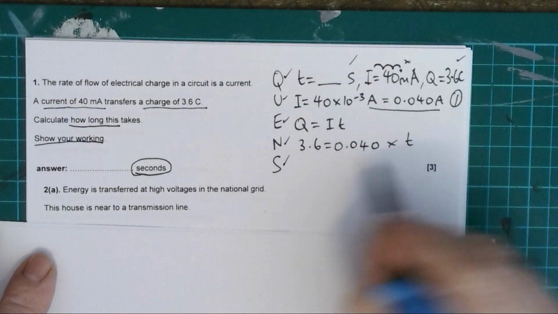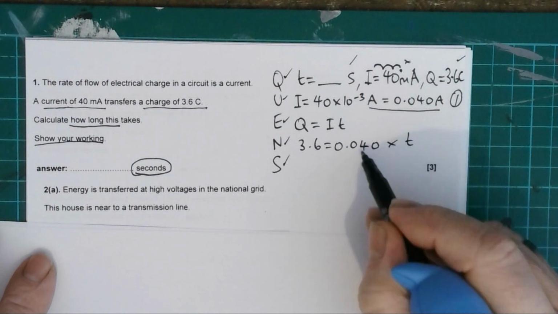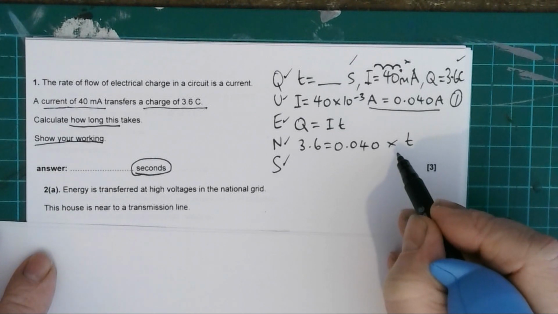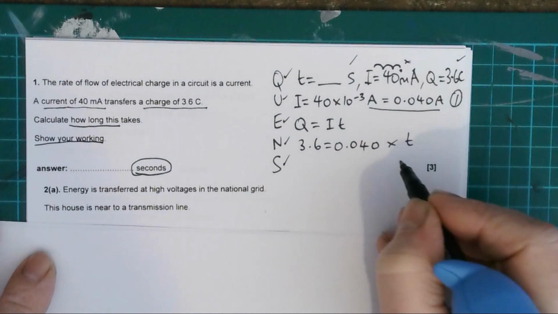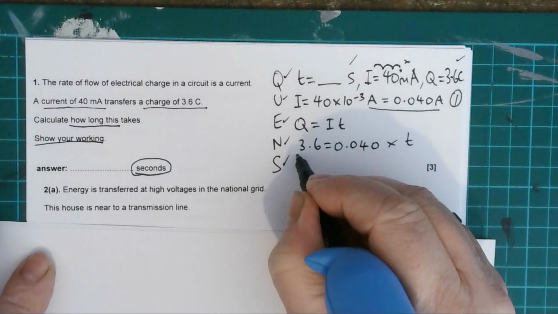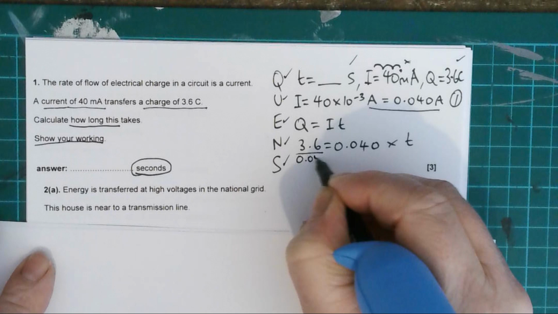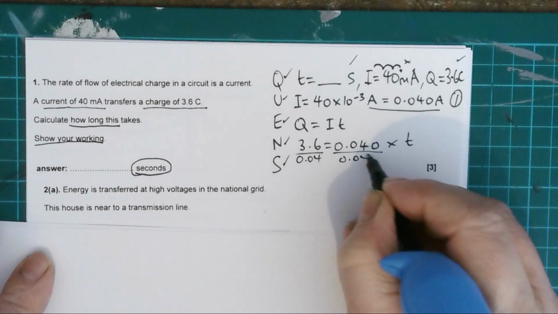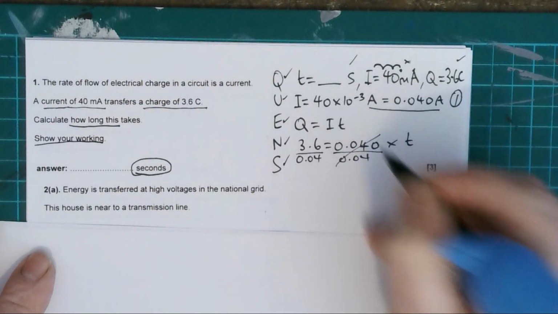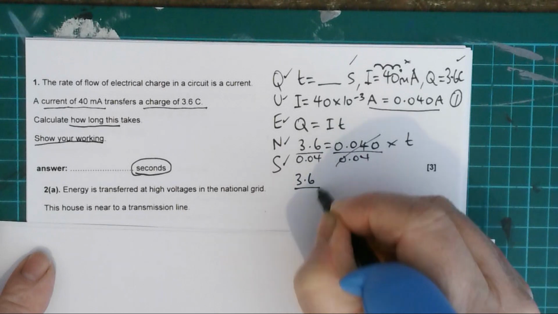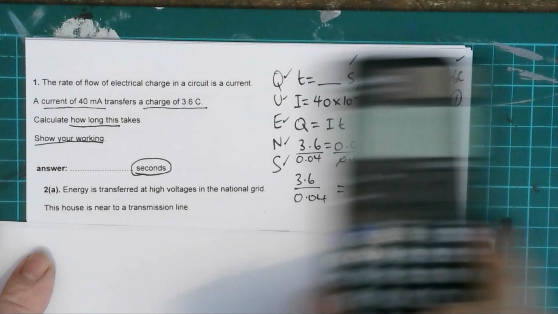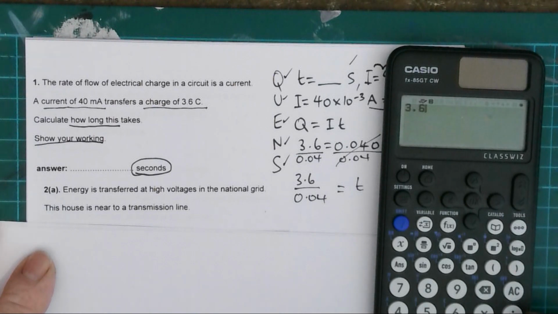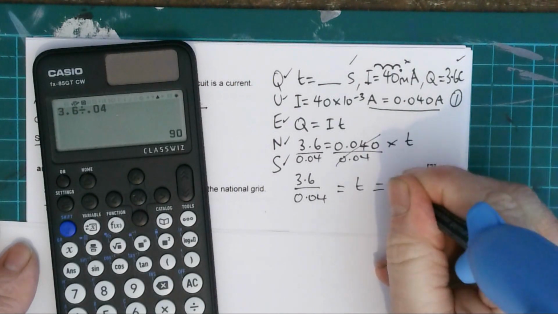I need to rearrange this equation because I want to get T on its own. It's being multiplied by something, so I need to do the opposite to get rid of it. The opposite of multiply is divide, so I need to divide both sides by 0.04. That will cancel, and I end up with 3.6 divided by 0.04 equals time. Then I can get my calculator out and get the right answer. 3.6 divided by 0.04 equals 90 seconds.